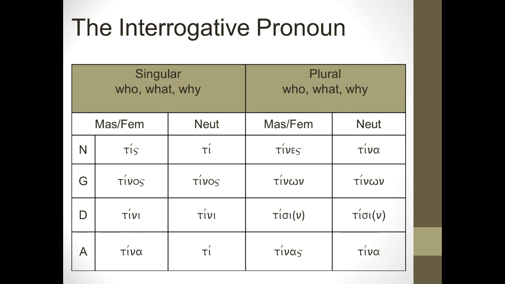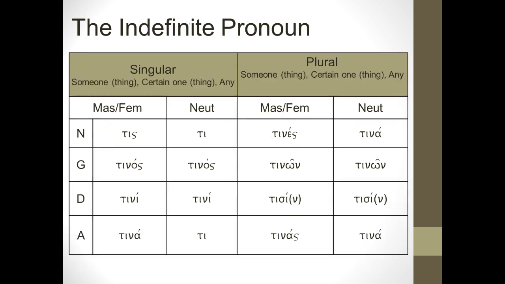Now, let's take a look at the paradigm for the indefinite pronoun. Here is the paradigm for the indefinite pronoun, and this is how one says in Greek someone or something or a certain one or a certain thing. Notice again we have both the singular and the plural up here, just as we did before. Notice also that again we have our case system, the nominative, genitive, dative, and accusative, and that we have masculine, feminine once again in one column and the neuter in another.